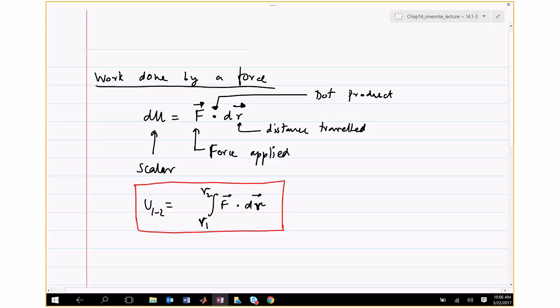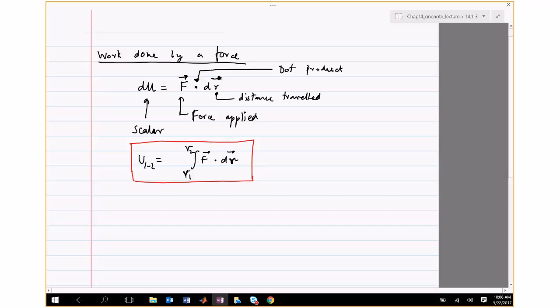Okay, there's another way you can interpret F dot dr. F dot dr is the dot product. So what you can do is you can write F dot dr as the magnitude of the force times the magnitude of the displacement or the distance covered times the cosine of the angle between F and dr. So dr is a vector, F is a vector, then the angle between the two is theta, then this F dot dr is simply the magnitude of F times magnitude of dr times the cosine of the angle between the two.